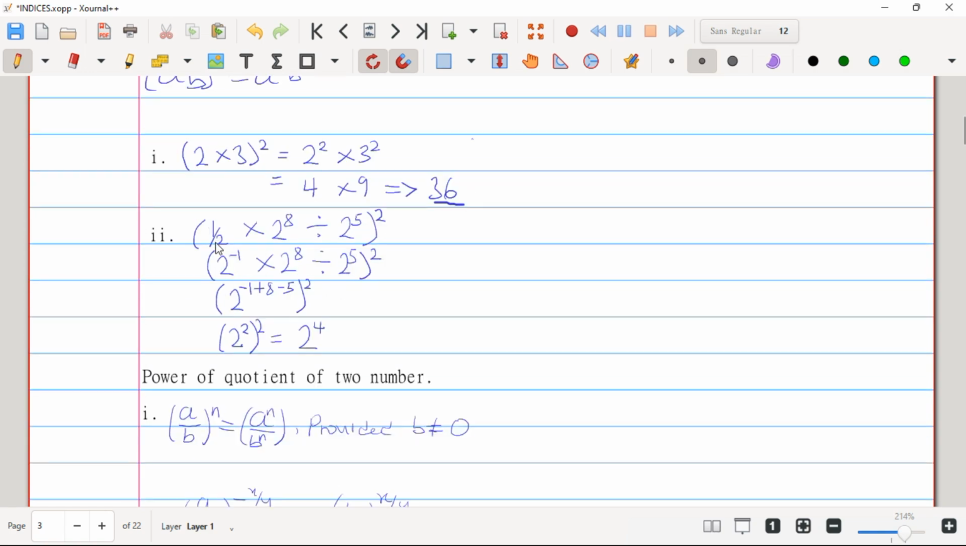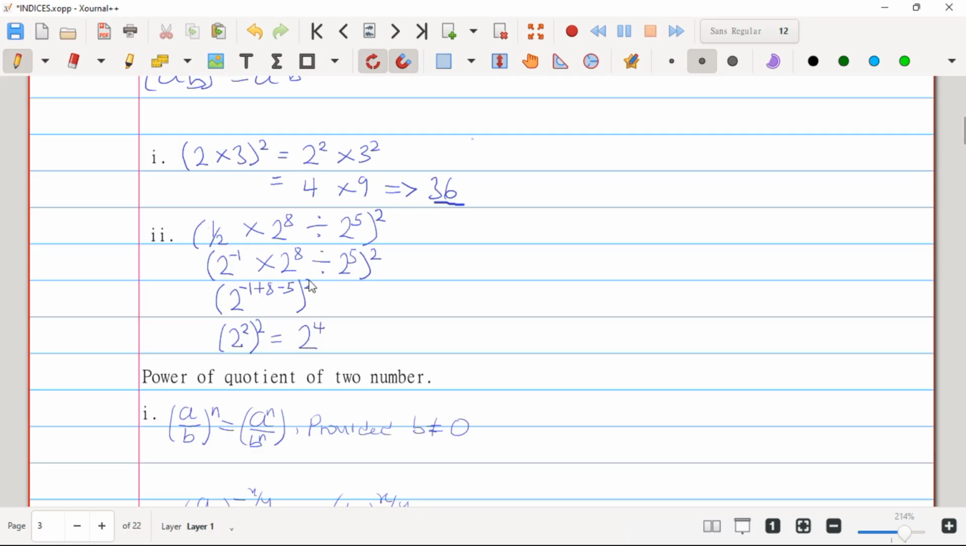36. And then this expression: you have a half times 2 raised to the power 8 divided by 2 raised to the power 5, all squared, right? So you know that half can be written as 2 raised to the power negative 1. As we said, if we have a number raised to a negative power, we just write 1 over the whole of it.